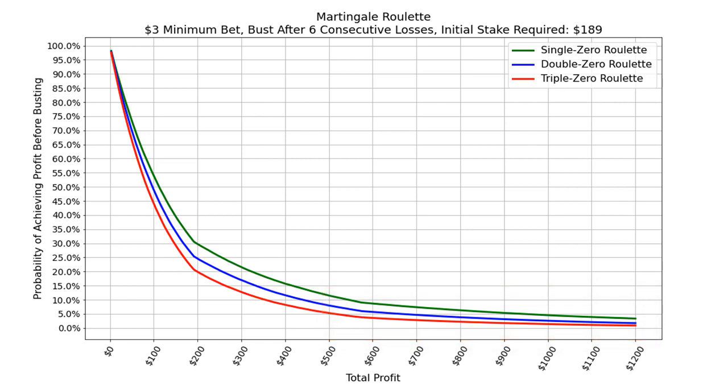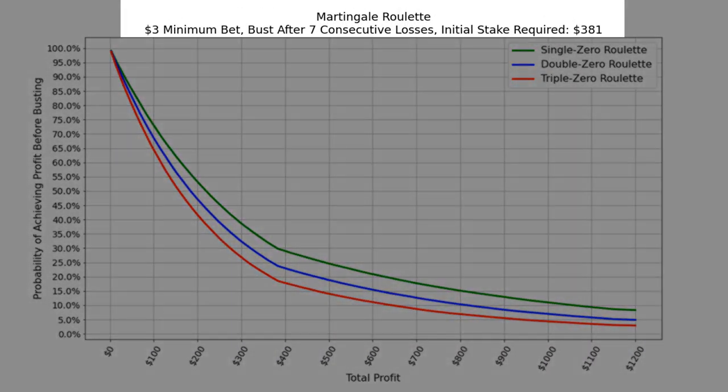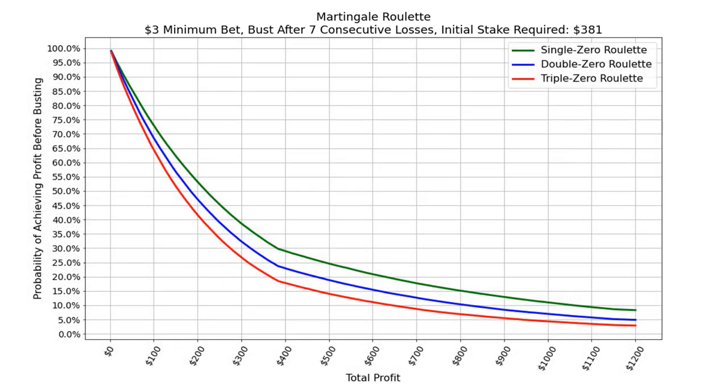Let's see what happens if we go from busting after 6 consecutive losses to 7 consecutive losses. In this chart, we still have a $3 minimum bet, but the player has increased their initial stake to $381, which means that they won't bust unless they place 7 losing bets in a row. The ability to absorb an additional loss shifts all of the curves to the right, which means the player now has a greater chance of achieving any particular level of profit without busting. The cost of this greater chance, however, is a larger initial stake and the additional pain of losing that larger stake if the player busts.